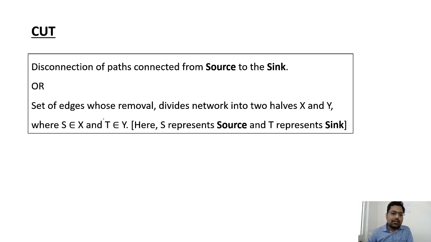Next, there is another way to describe it: a set of edges whose removal divides the network into two halves. They are not always equal; sometimes they are unequal, as we have found. Suppose there are two different halves, x and y. The source belongs to one half and the sink belongs to the other. Here S represents the source and T represents the sink. The main problem is how we say it is a min cut, or how we find a cut.